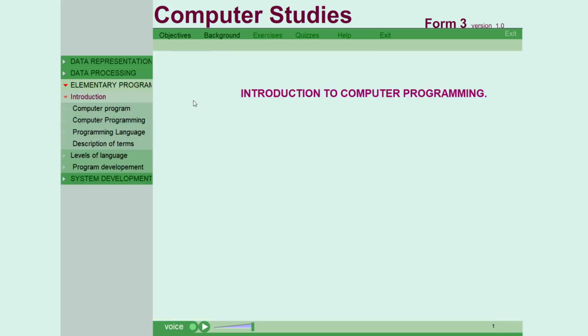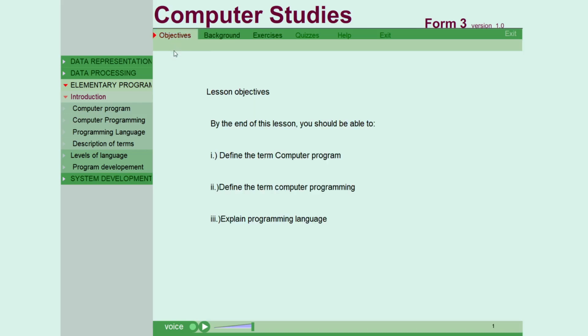Introduction to Computer Programming. By the end of this lesson, the learner should be able to define the term computer program, define the term computer programming, and explain programming language.